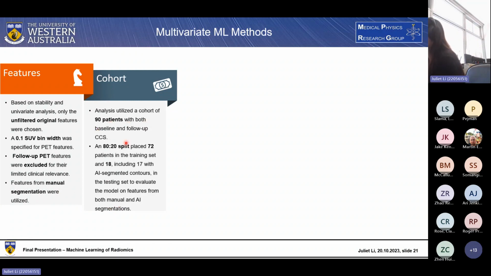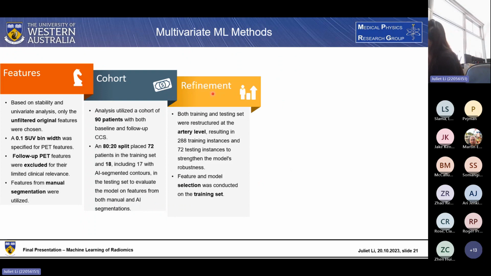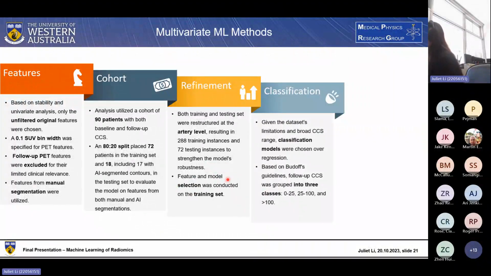So the 19 patients have both baseline and follow-up calcium score. They are partitioned into an 80 and 20 split, 72 in training and 18 patients in testing, and we make sure the 17 patients with AI segmented contour were all in the testing so that we can evaluate the model on both manual and AI segmentations. Refinement: we will restructure the whole data set at artery level so that we have more instances in both training and testing set. And the feature and model selection was conducted on the training set.